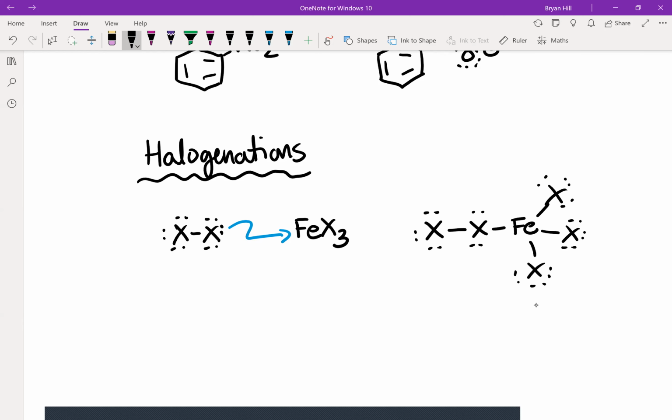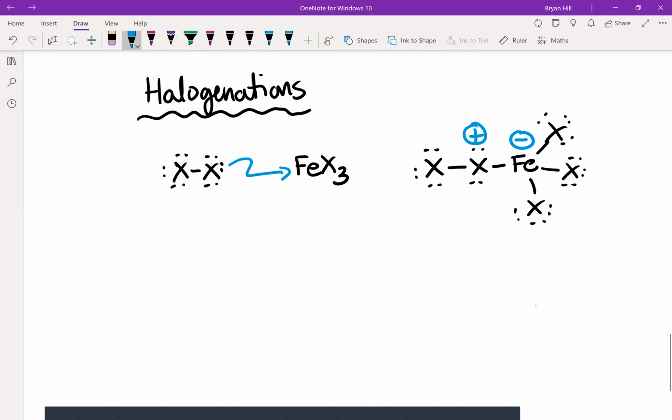Now, if we were to draw formal charges on this, this X in the middle is going to have a formal charge of plus, and our transition metal is going to have a formal charge of minus. Just think, X has got 7 valence electrons, so 7 minus 2 bonds is 5. 5 minus 4 electrons is plus 1. And so now this can be considered your reactive electrophile.